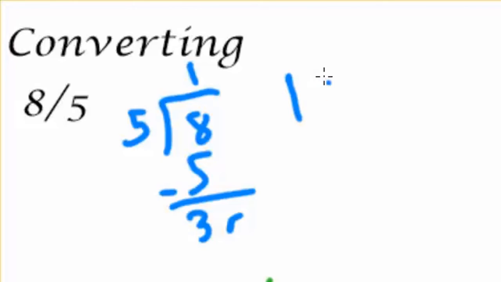To write this back as a mixed number, 1 is the whole number, the remainder 3 over the original denominator 5. My final answer is 1 and 3/5.